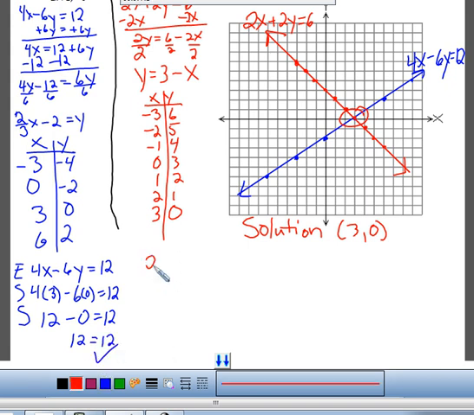Check the other one, 2x plus 2y equals 6. 2 times 3 plus 2 times 0, 6. 6 plus 0 equals 6. 6 equals 6, and it checks. Alright, so that was the first one. Easy. It's actually a little bit of a review.